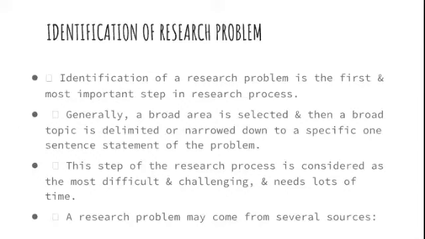Generally a broad area is selected and then narrowed down to a specific one. So usually when you select a research problem, you select a broad area, and through literature reviews you can narrow down or delimit your topic to a specific one. This step of the research process is considered most difficult and challenging, and it needs lots of time. Once you select the problem, the further steps will go in a systematic way, but selecting a research problem takes a lot of time.